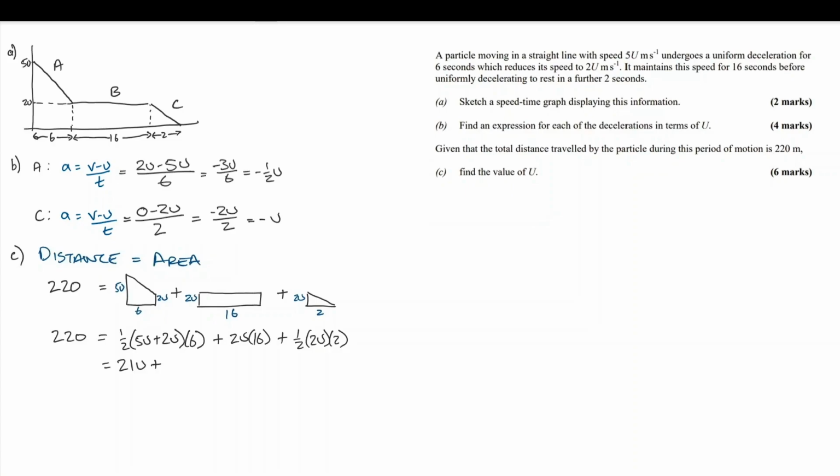It's going to expand and simplify. 21u, 32u, and 2u. 220 equals 55u. And there we have it. u equals 4. So if we go back to the original diagram, we actually have velocities of 8 and 20. So if we needed to do anything further with this diagram, anything further with this context, we know the numerical velocities.